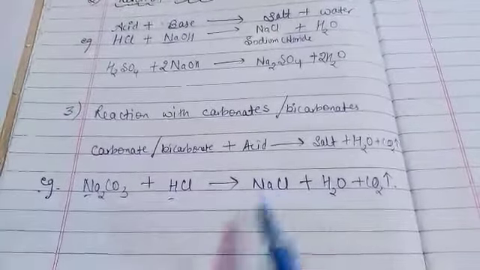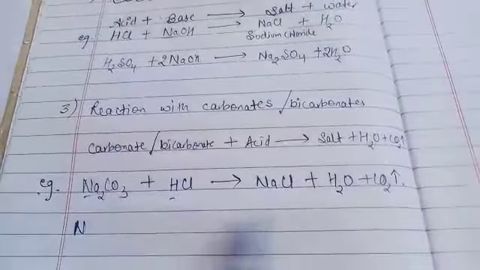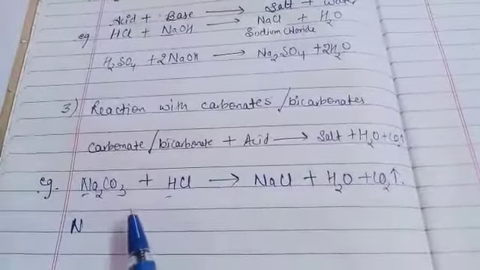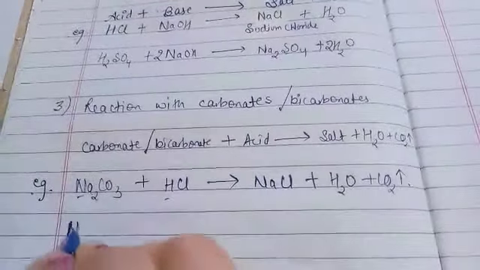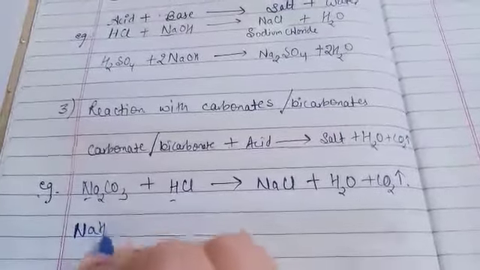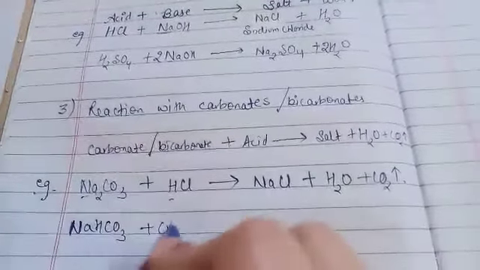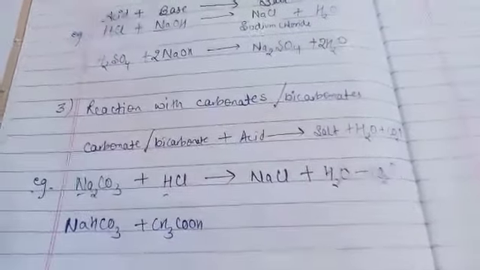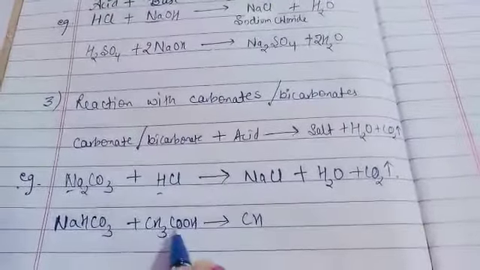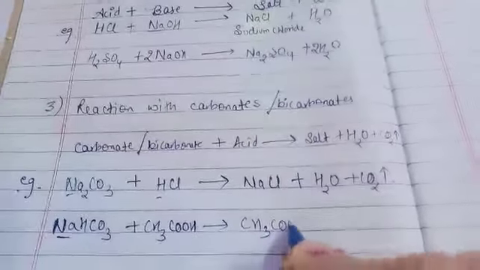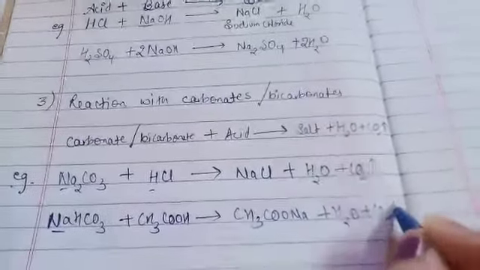Now you can take another example also. Balancing: this one is your work, just check whether it is balanced or not, otherwise you have to balance it. Just see, this one is sodium hydrogen carbonate. When it reacts with acetic acid, which is also an acid, it gives what? The salt CH3COONa plus H2O plus CO2 gas evolved.